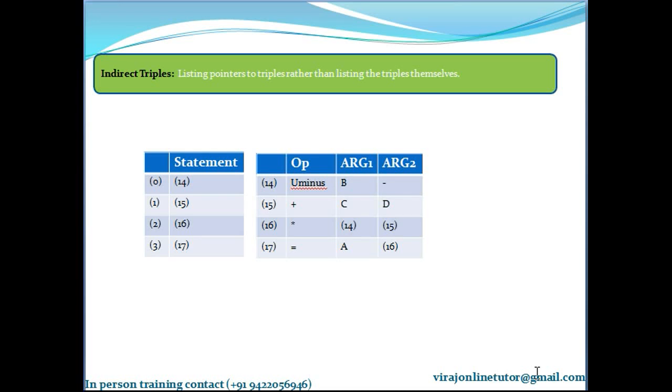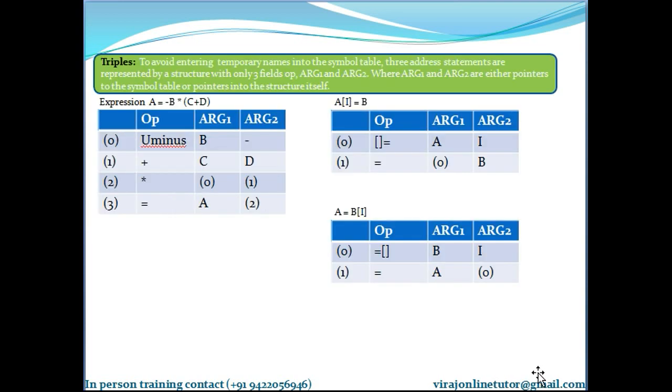So now we have something called indirect triples. There is one problem that we see in triples. That is, if we change the memory location to some other memory location, if the memory gets moved, then this doesn't make sense, because this statement is directly pointing to 0 and this statement is directly pointing to 1. So if there is a change in memory location, then the entire triple structure needs to be updated with the different memory location values.